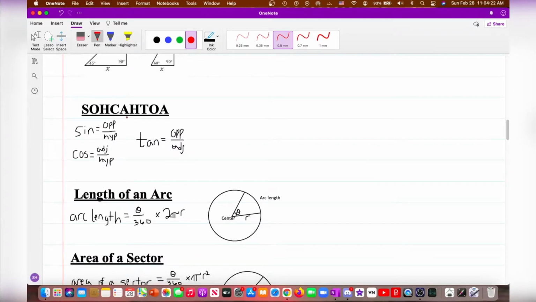Okay, and SOHCAHTOA, so this is just one way to memorize the sine, cosine, and tangent values. So sine equals opposite over hypotenuse, cosine equals adjacent over hypotenuse, and tangent equals opposite over adjacent.